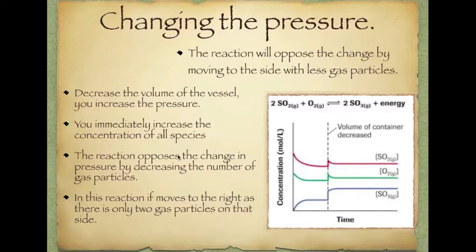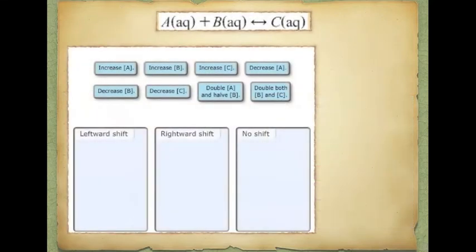Let's move on, and I think we've got one more. Nope, that's it. Those are the 3 changes you can make. There's a few different things here. Let's look at this equation: aqueous A plus aqueous B going to aqueous C. What's going to happen if you increase A, increase B, increase C? Is it going to have a leftward shift? Is it going to have a rightward shift? Try and work out what's going to happen. We're changing the concentrations of each of these, so have a think about where you think these should go.